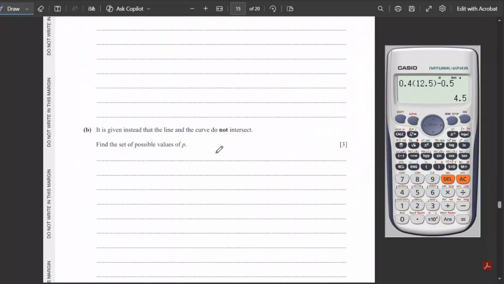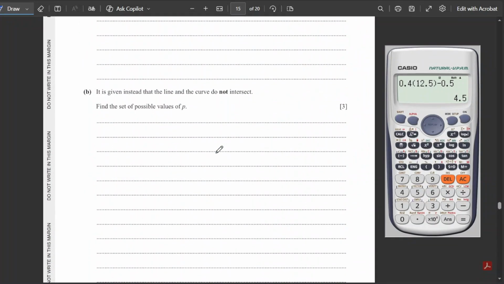Okay, part B says it is given instead that the line and the curve do not intersect. This is an important statement. What does this mean? When two things do not intersect, that means their merged equation has a discriminant that is less than 0 or has a negative value. Or in other words, the discriminant is equal to b squared minus 4ac, and so the b squared minus 4ac of the merged equation is less than 0, or it's negative.